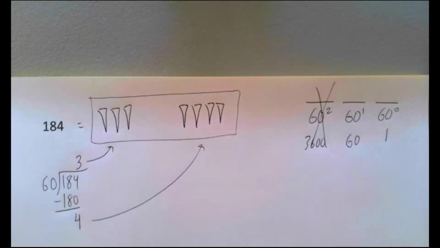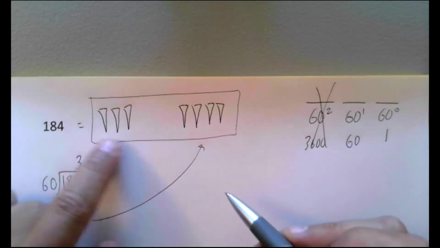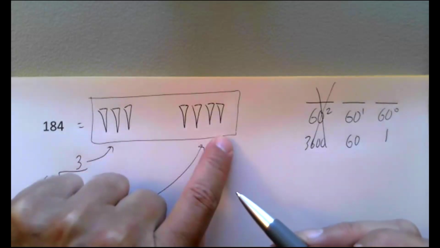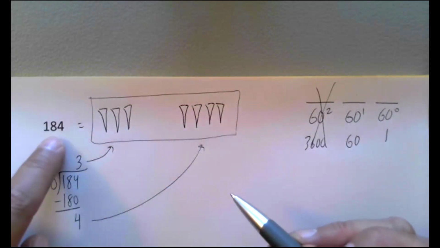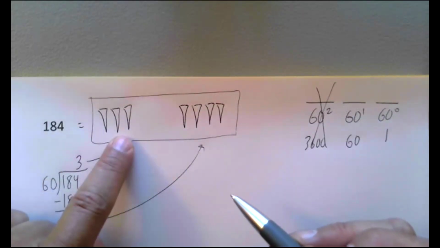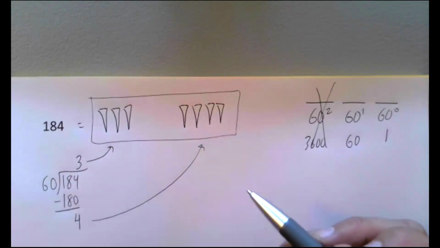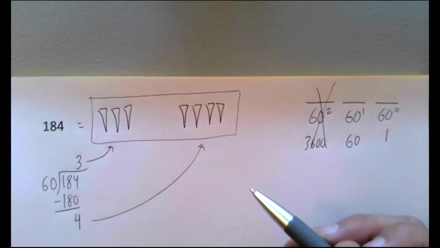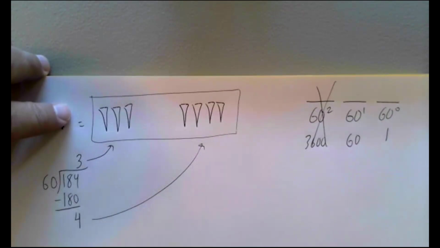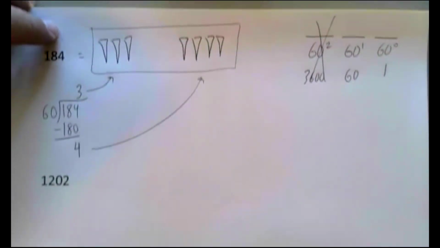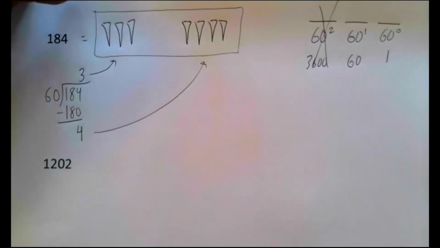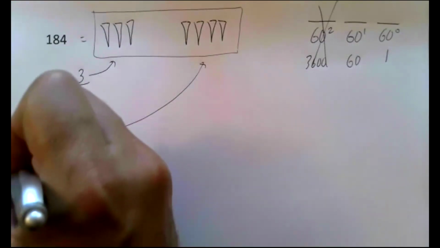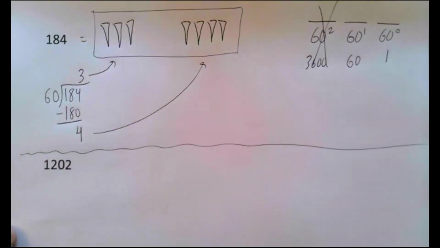3 in the 60s position, remainder goes in the ones position. I mean, we're basically saying 3 times 60 plus 4 times 1, right? That's how you can get that. 3 times 60 plus 4 times 1. So when we're changing from Hindu Arabic to Babylonian, we need to do long division if the number we're dealing with is 60 or more.